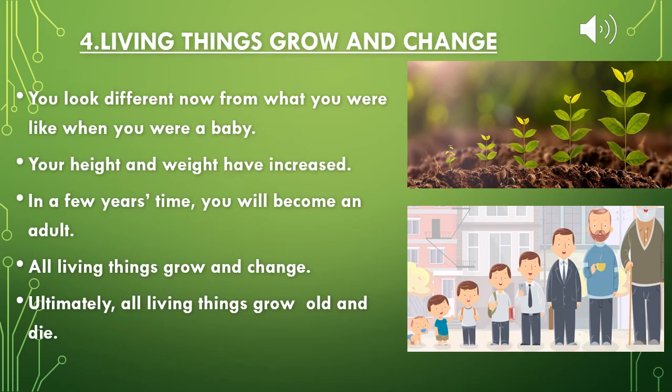Coming to the fourth point, living things grow and change. For example, you look different now from what you were like when you were a baby. Your height and weight have increased since the time you were a baby. In a few years' time, you will become an adult. So, all this means that all living things grow and change from a certain period to a certain period of time. Ultimately, all living things grow old and die.